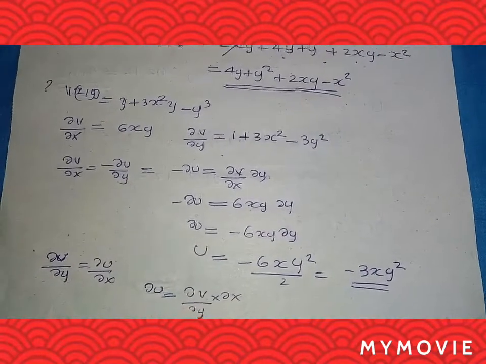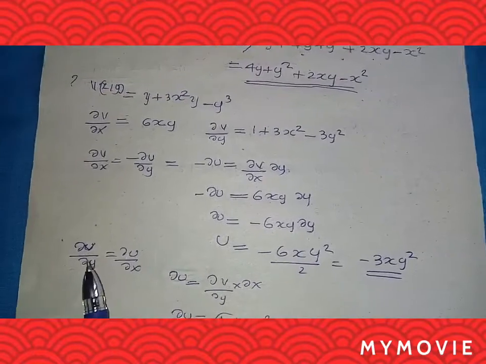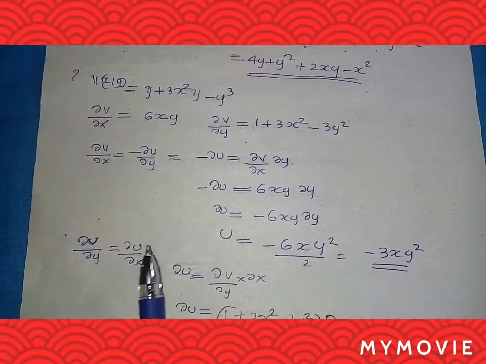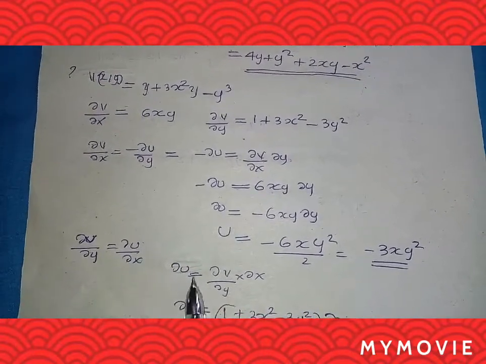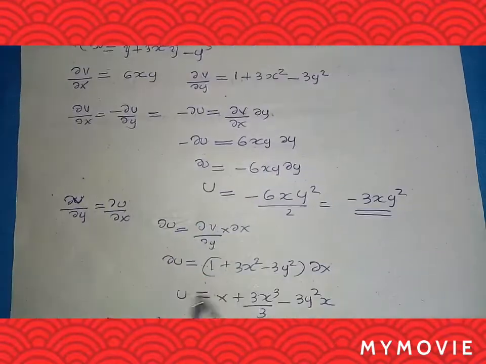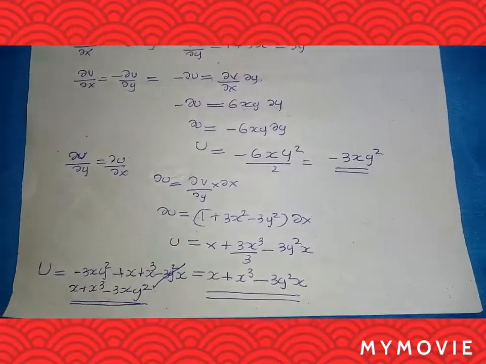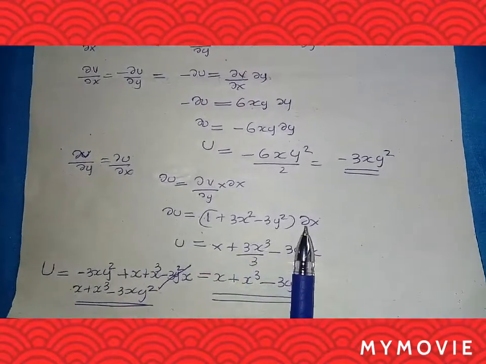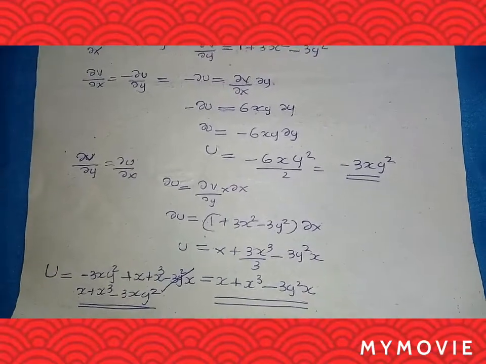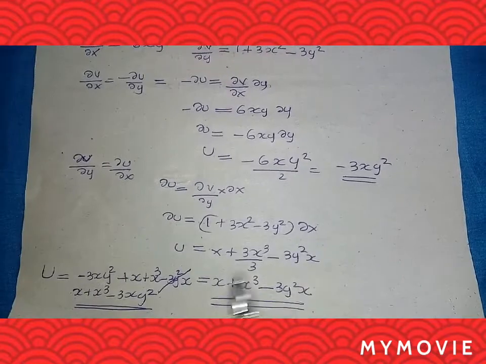So we get the answer as minus 3xy square. Second condition, we know that dou v by dou y is equal to dou u by dou x. Dou u is equal to dou v by dou y into dou x. Dou v by dou y, here we get 1 plus 3x square minus 3y square, into dou x. Integrate it with x, we get x plus 3x cube by 3 minus 3y square x.